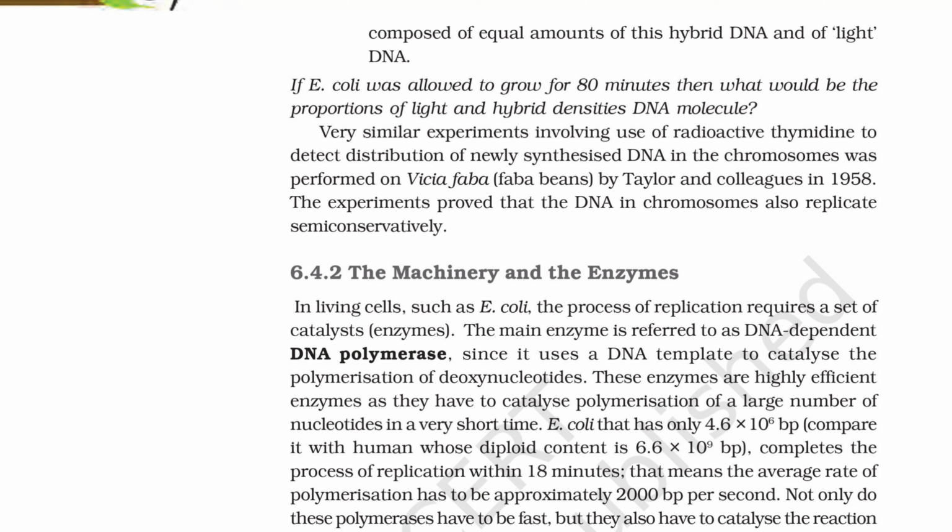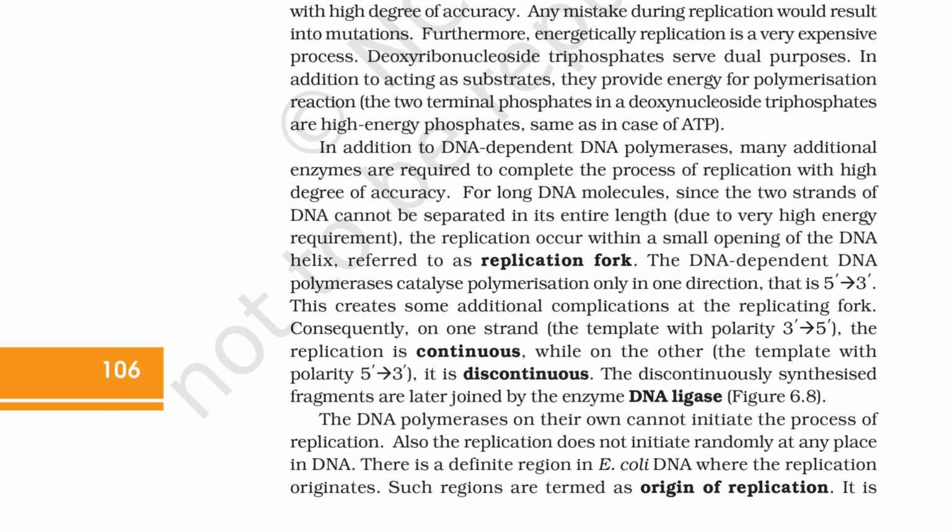E. coli has only 4.6 x 10^6 base pairs, compare it with human whose diploid content is 6.6 x 10^9 base pairs. E. coli completes the process of replication within 18 minutes, that means the average rate of polymerization has to be approximately 2000 base pairs per second. Not only do these polymerases have to be fast, but they also have to catalyze the reaction with high degree of accuracy. Any mistake during replication would result in mutations.